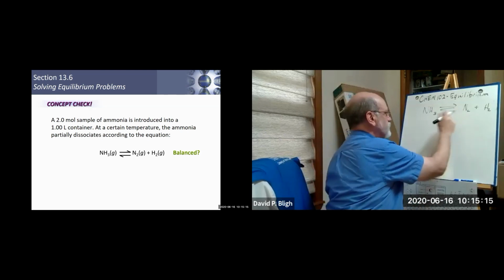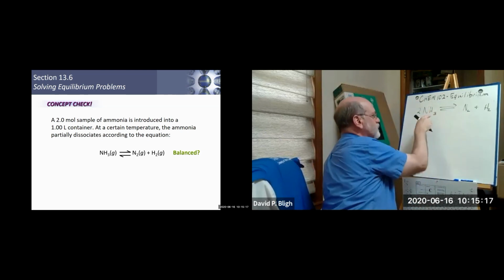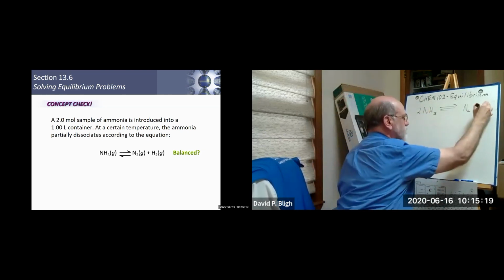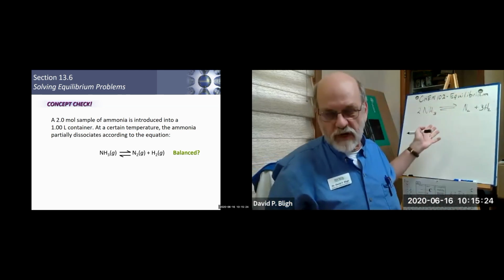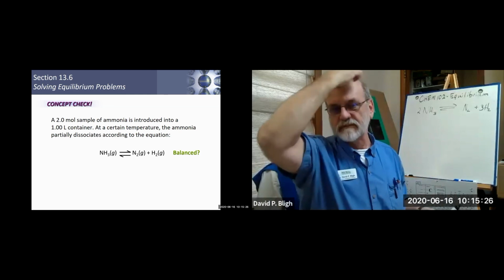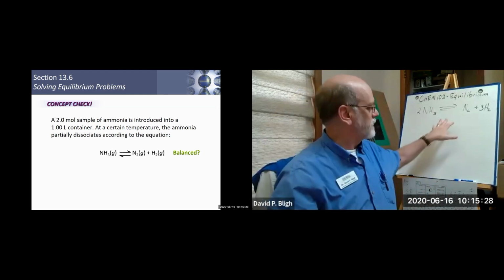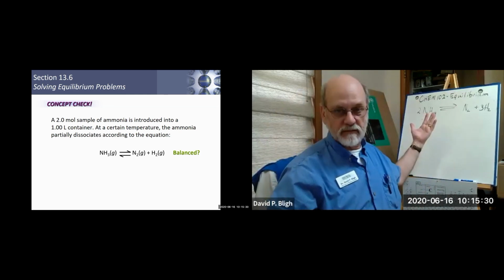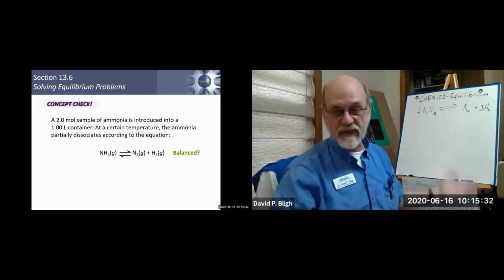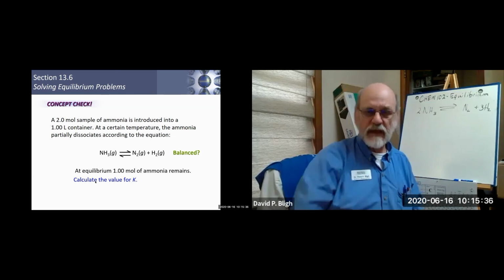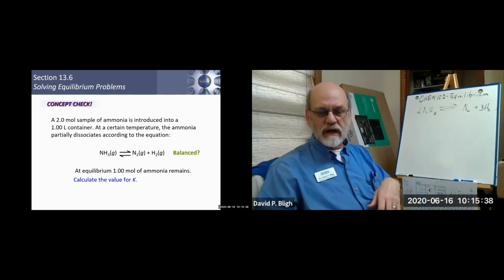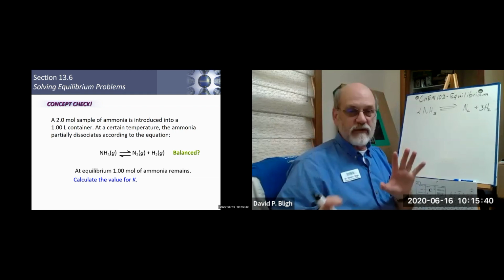So if we've got 2 N's over here, we need 2 here, which means 6 hydrogens, which means we need 3 there. Now notice this is the reverse of the Haber equation. Instead of making ammonia, we flipped it. And now we're making these gases from the ammonia. So we want to balance the equation, and then we want to input, what are we given?